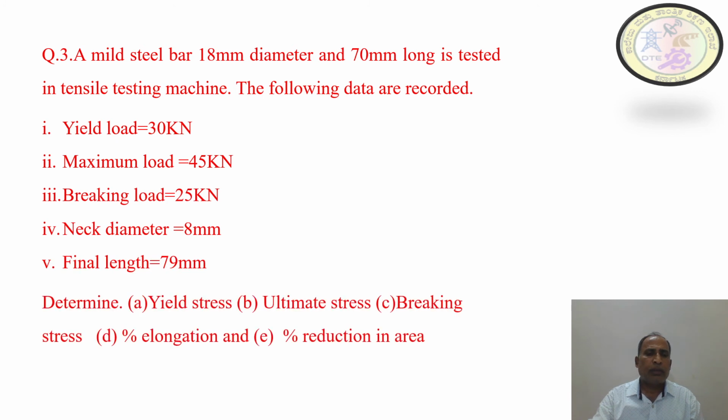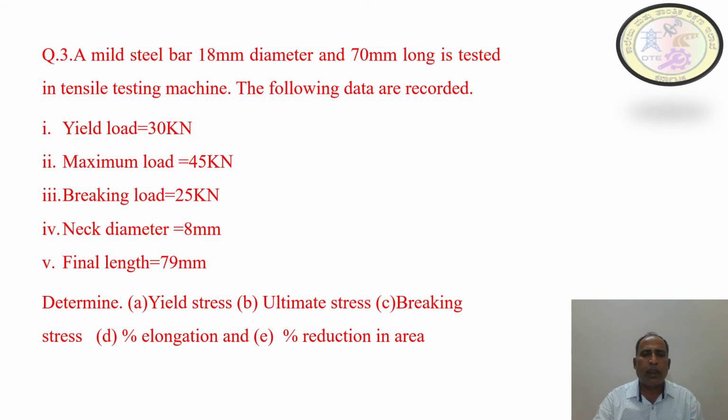In the previous problem he gave the total extension. There we calculated the final length as the original length, or the gauge length, plus extension. So here, instead of giving the total extension, he has given the final length 79 mm and the original length is 70 mm. Therefore the total extension will be the final length minus the original length, that is 79 minus 70, which is 9 mm, the total extension in the member.